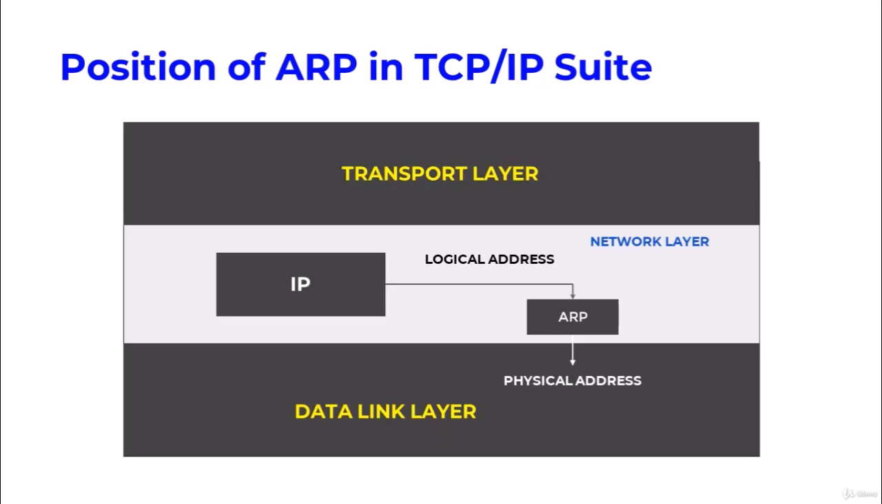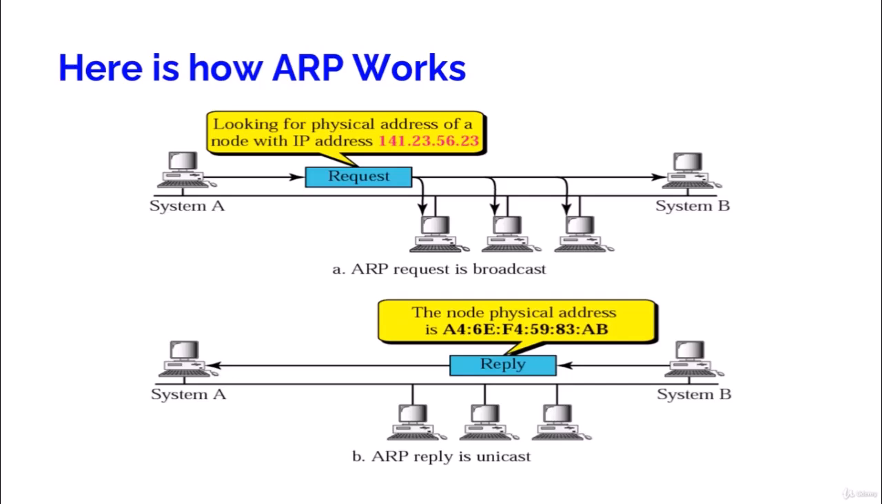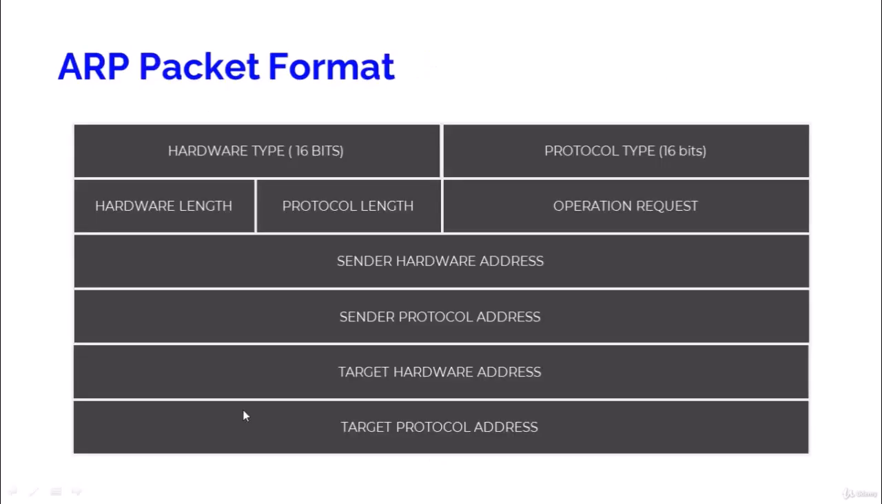So, as you can see, the position of ARP in the TCP/IP protocol suite is that it lies along with the IP protocol and helps translate logical addresses to physical addresses. ARP resides in the network layer. Now we will see the working of ARP. Make sure you observe the picture and listen to what I am telling.